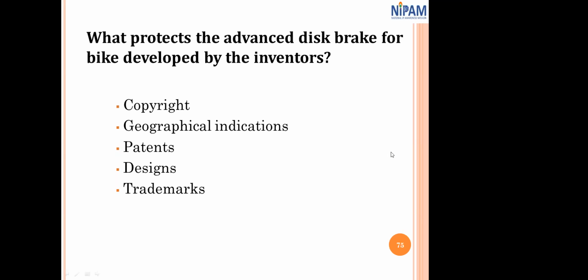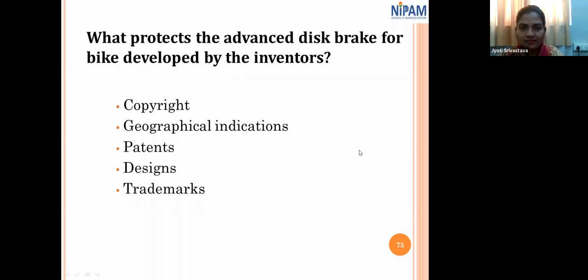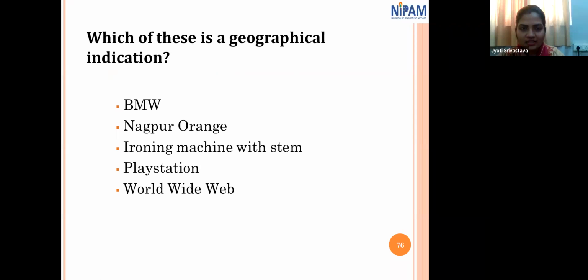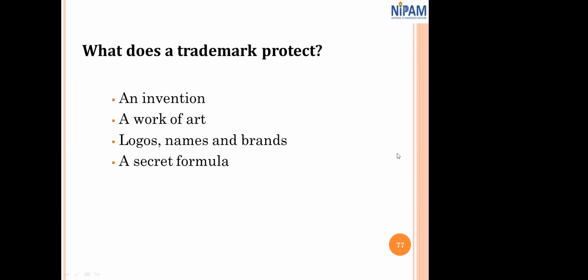Okay. Now, what protects the advanced disc brakes for a bike developed by the inventor? This is very obvious, I think. It's not design. It is patent. It is an advanced disc brake. This is a technology that comes under patents. Okay, nice. Which of these is a geographical indication? Nagpur orange. Correct. These are some silly questions, must I say. What does a trademark protect?